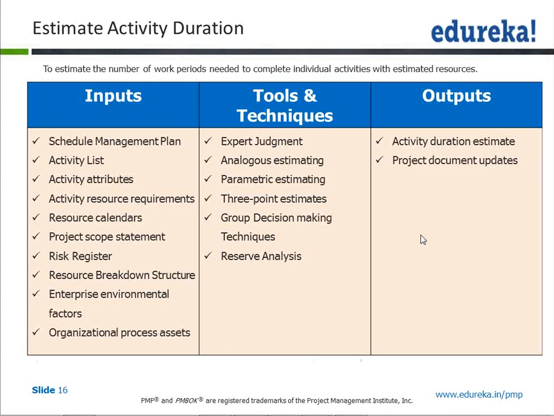Now analogous estimation is only when you are straight away taking whatever your past experiences are and using that. So whatever project I am doing today, I know a similar project I have done, which took 1 man year. This project also will take 1 man year. That is expert judgment, analogous estimation.